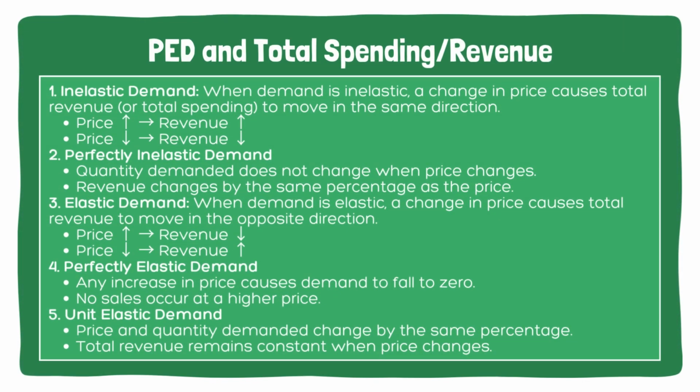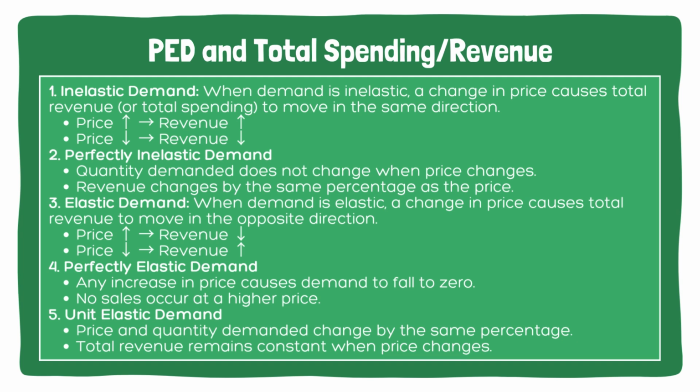The relationship between PED and total revenue is very important for producers. When demand is inelastic, total revenue moves in the same direction as price. Raising the price increases revenue. If demand is perfectly inelastic, total revenue changes by exactly the same percentage as price. When demand is elastic, total revenue moves in the opposite direction. Raising the price causes revenue to fall.